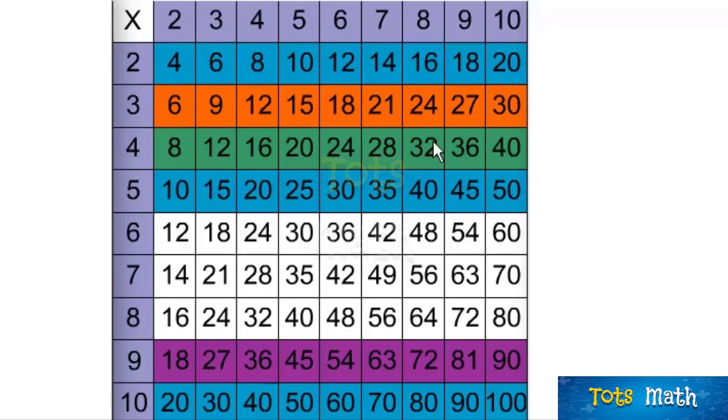For example, when you learned your tables of 2, you found that 2 times 6 equals 12. So that means 6 times 2 must also equal 12. So let's highlight that fact. When you learned your 3's, you found that 3 times 6 is 18. That means 6 times 3 must also be 18. When you learned your 4 times table, you found that 4 times 6 equals 24. So that means 6 times 4 must also equal 24.